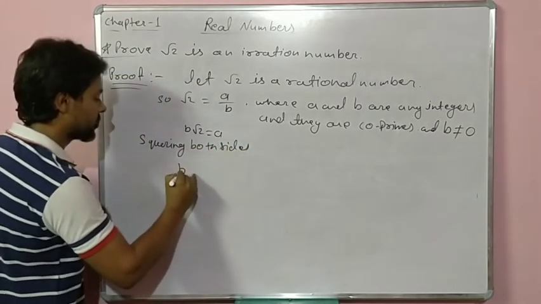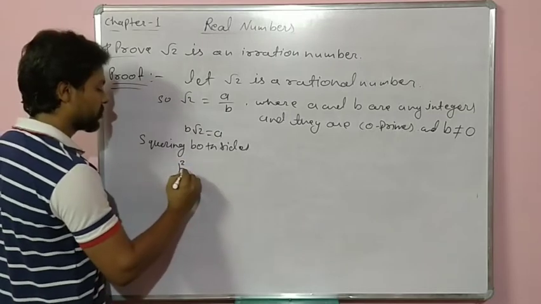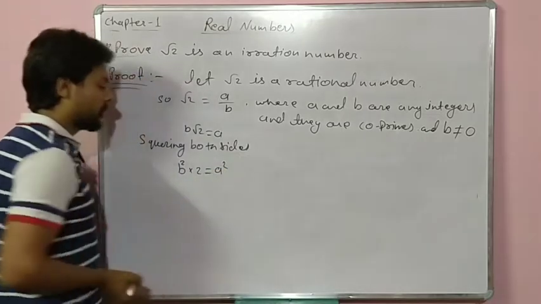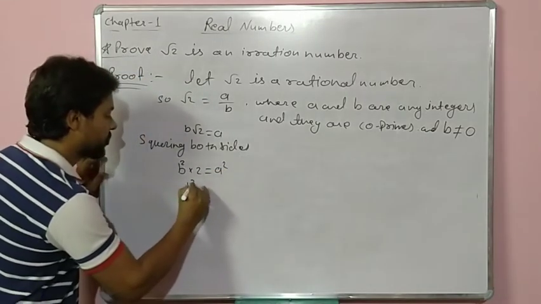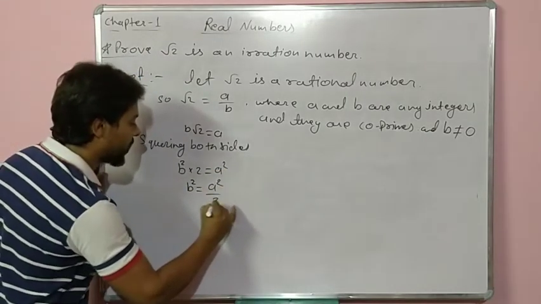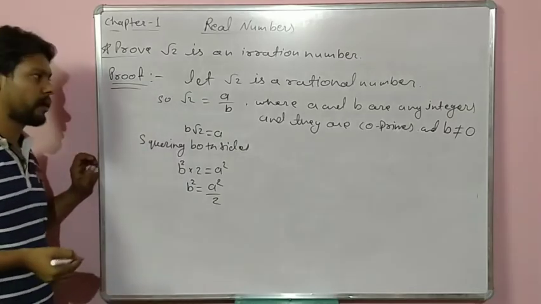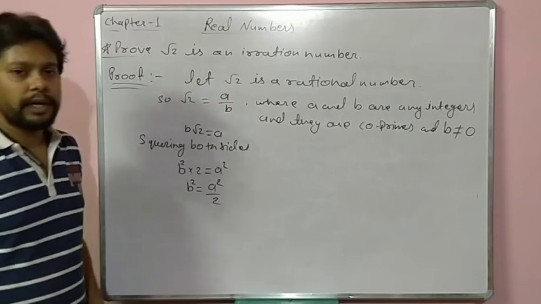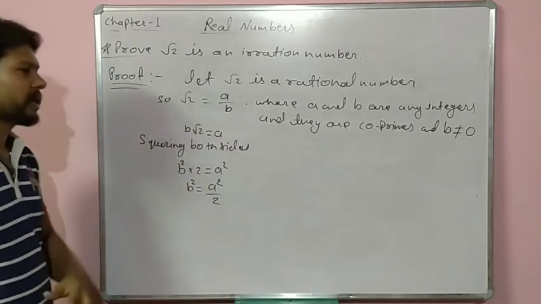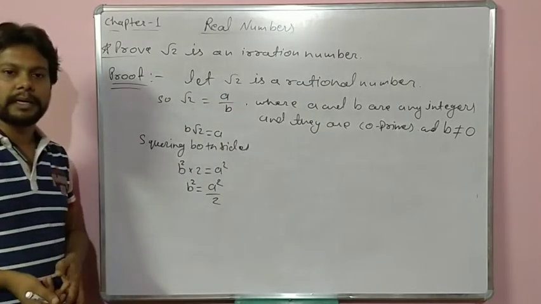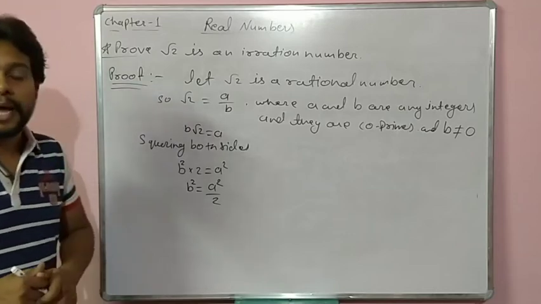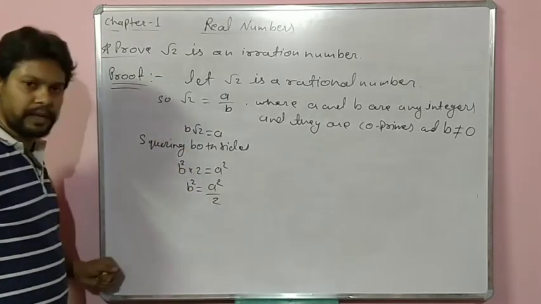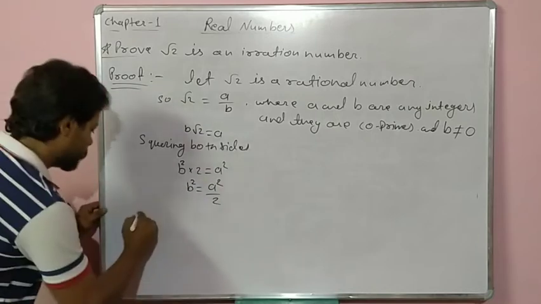So it is b square into 2 equals to a square. So b square equals to a square by 2 now. Alright, so here comes a theorem in your NCERT. If a square is divisible by any prime number, then a will also be divisible by the same prime number. So here a square is divisible by 2, hence a will also be divisible by 2.